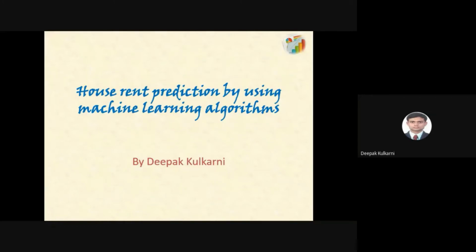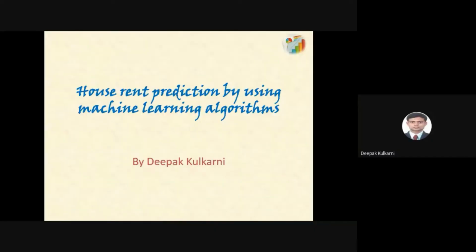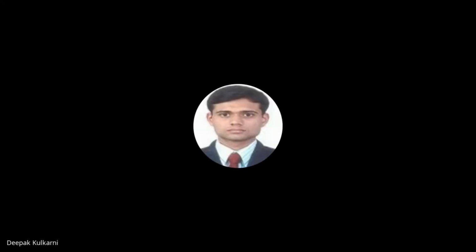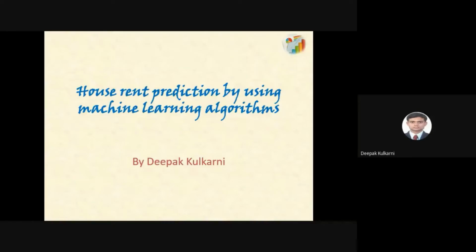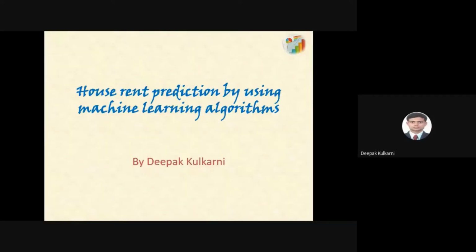If we want to build any model using machine learning algorithms, what are the general steps that we need to follow? So let me go one by one.